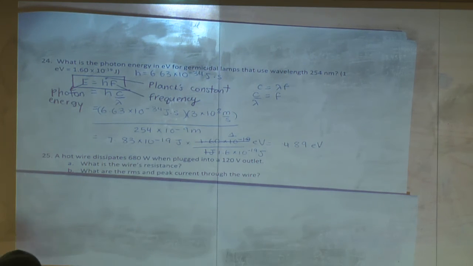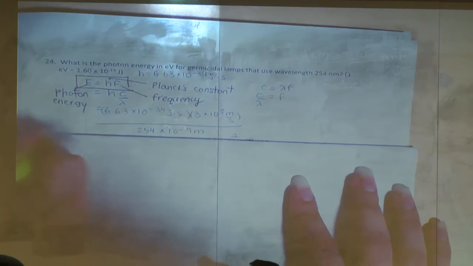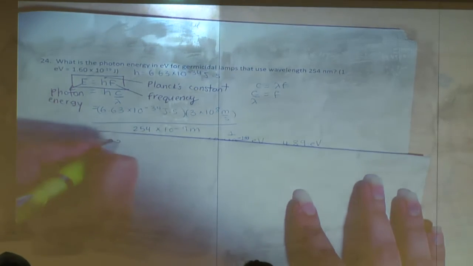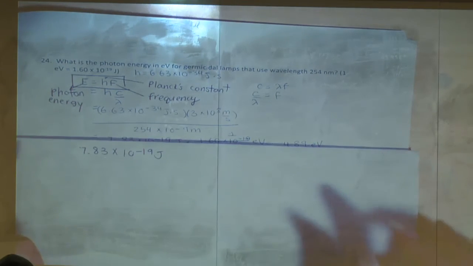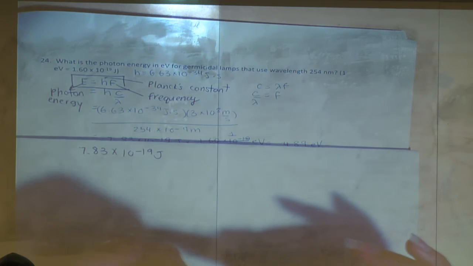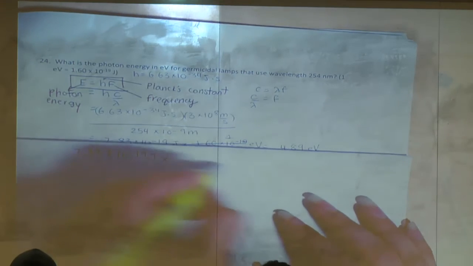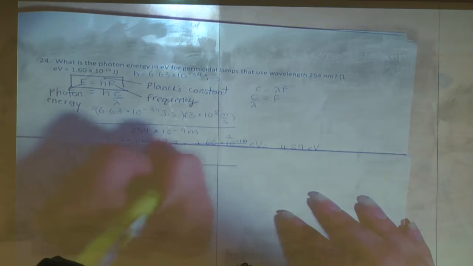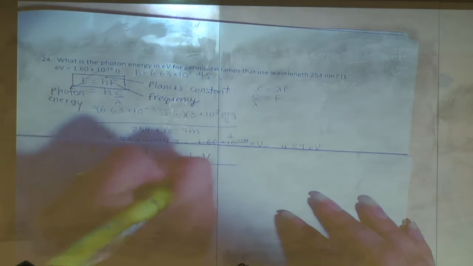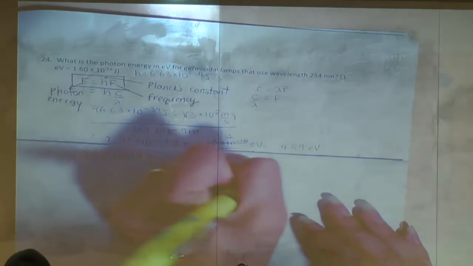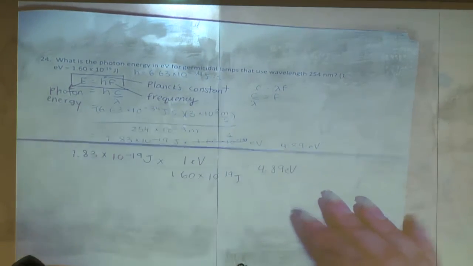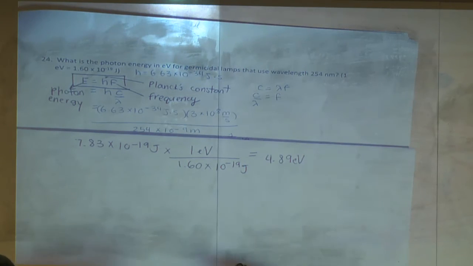And let me do this one again, because let's say we have 7.83 times 10 to the negative 19 joules. And if they ask you for the energy in terms of electron volts, they'll probably give you the conversion factor. So the conversion factor is 1 electron volt equals 1.6 times 10 to the negative 19 joules. And that will give you 4.89 electron volts. It's just simple dimensional analysis, right? Coming in handy.